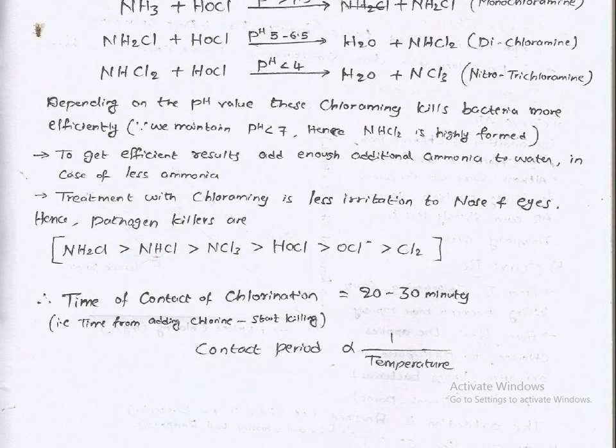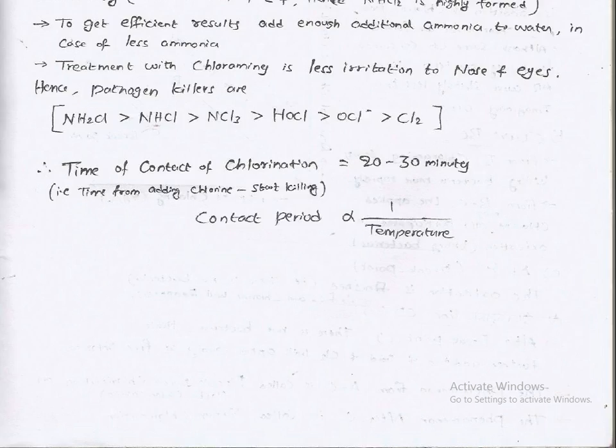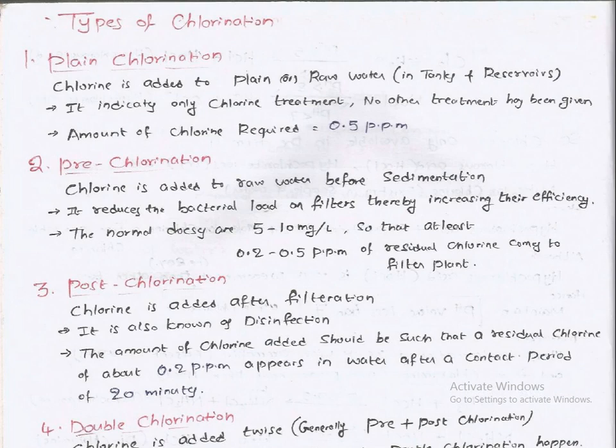Types of chlorination. Plain chlorination: chlorine is added to plain or raw water in tanks and reservoirs. It indicates only chlorine treatment; no other treatment has been given. The amount of chlorine required is 0.5 parts per million.